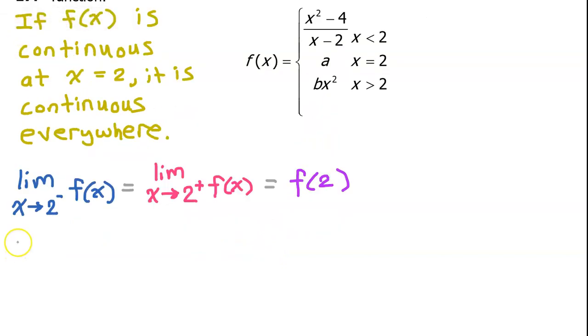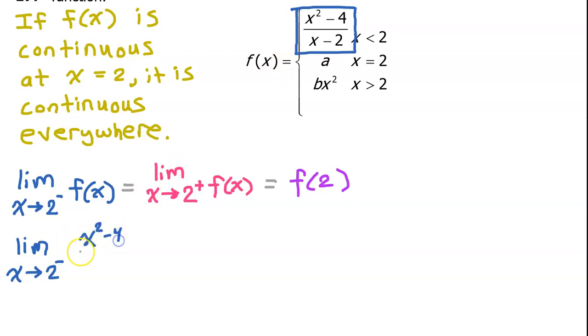Let's start with the limit as x approaches 2 from the left. From the left, we're talking about values of x that are less than 2. So that means we will use this piece of the piecewise function: x squared minus 4 over x minus 2. We need to find the limit of this expression as x approaches 2 from the left.